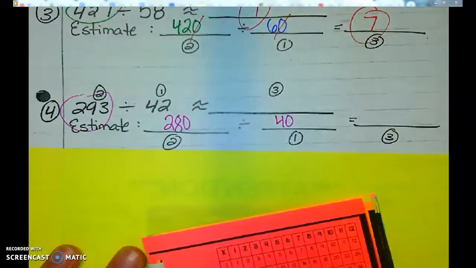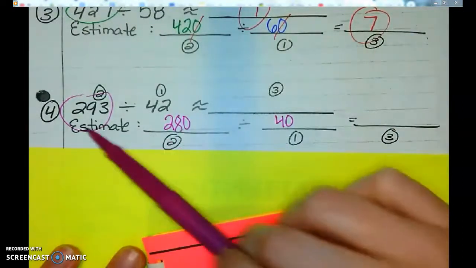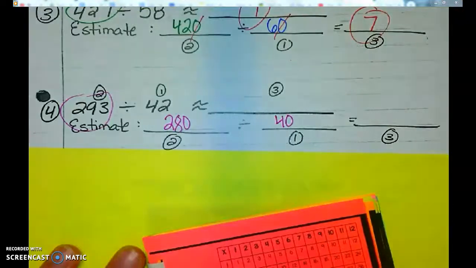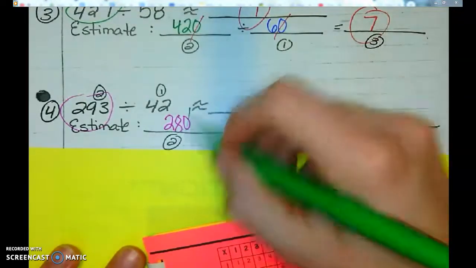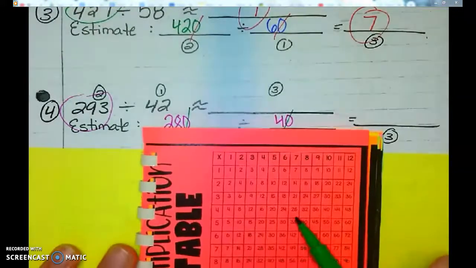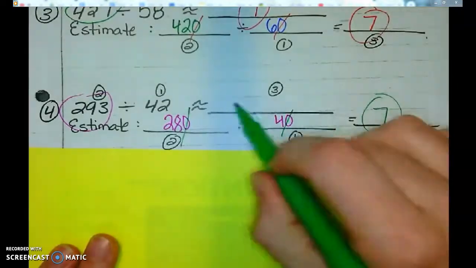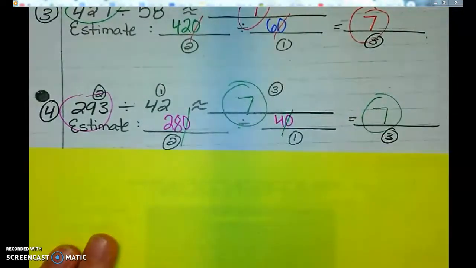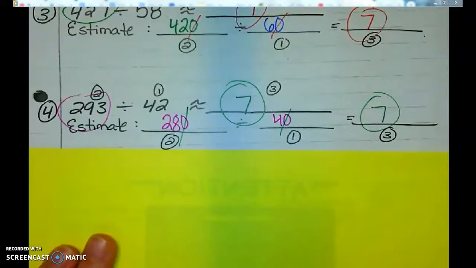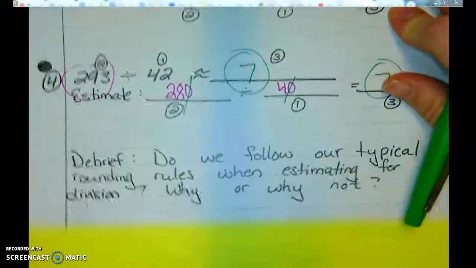Again, I just selected a number that 40 can easily go into. I want to make this easy on myself. Now I'm going to cross out the zeros they share. 4 can go into 28 7 times, and there are not any zeros left over. So my final quotient is going to be 7. All right, down here, my debrief.